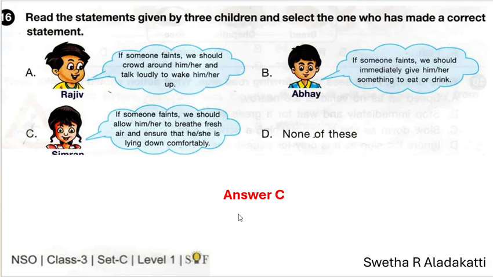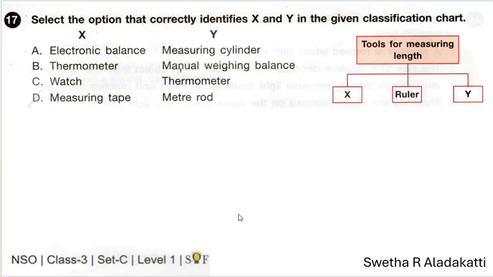Option C. 17. Select the correct option that correctly identifies X and Y in the given classification chart. Tool for measuring length: X, ruler, Y. So we have to find X and Y.